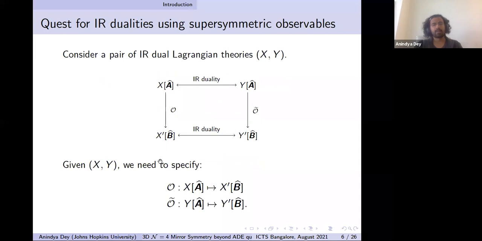Okay. Now, given such a map, I can define a map O tilde on Y such that it produces a new SCFT with a UV Lagrangian Y prime, such that X prime and Y prime are again IR dual to each other. So this is the definition of O and O tilde. So if I can find such a map, then starting from a pair X, Y, I can generate a new pair X prime, Y prime.